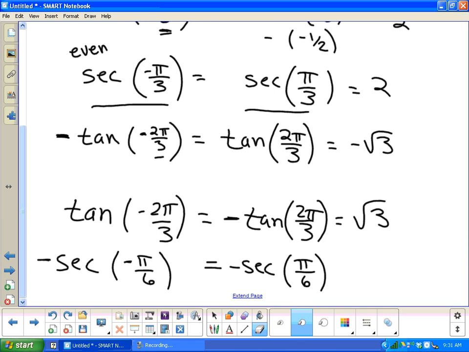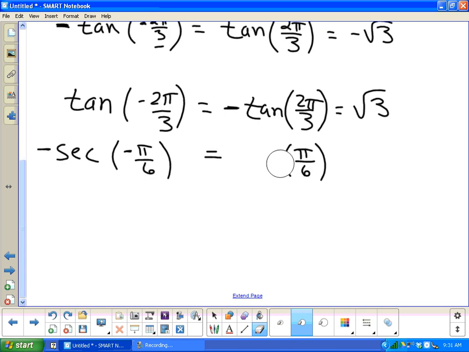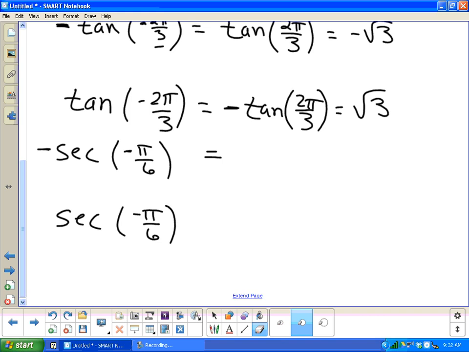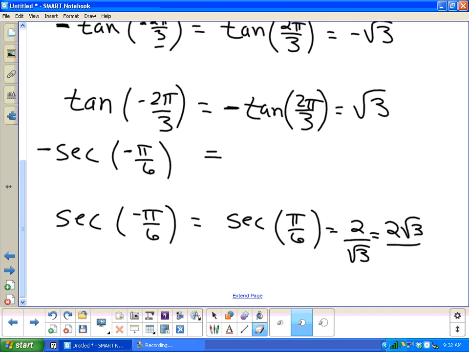All right, let's do this first, okay? Let's come back to this one. Let's do this. What would that be? Just secant of pi over 6. So I don't throw a negative in the front there, do I? Now, the cosine of pi over 6 is square root of 3 over 2. So the secant would be 2 over square root of 3, which if I rationalize it would be 2 square root of 3 over 3.